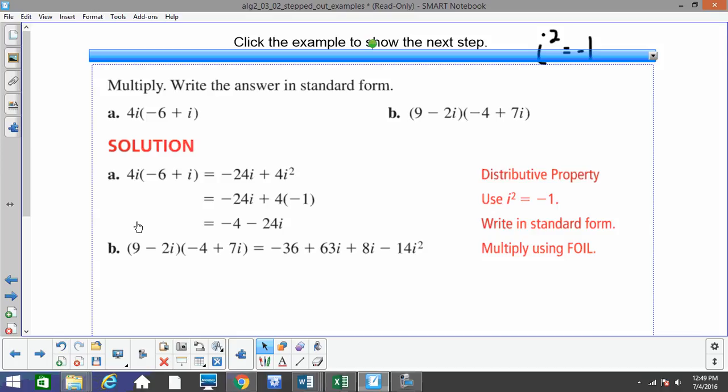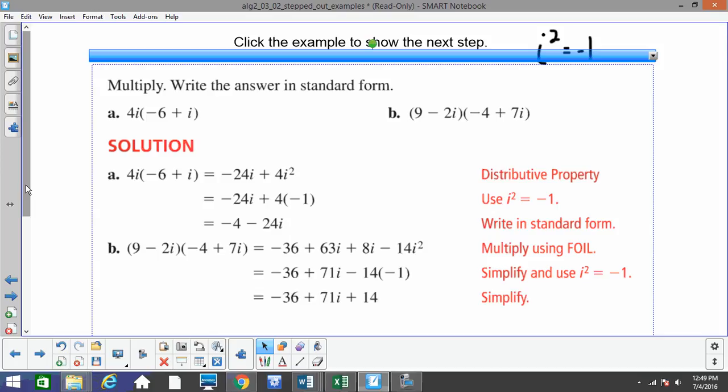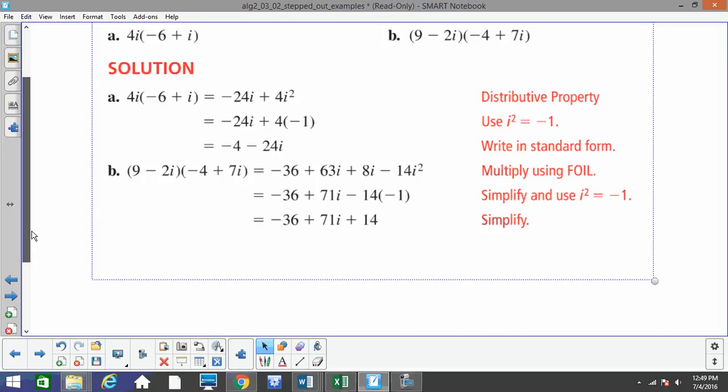On part B, you're going to have to FOIL. Have some fun with foiling. Combine your like terms. Substitute in negative 1 for i squared. And here, you're going to have to combine your negative 36 plus 14. So negative 22 plus 71i. And when you are doing some of these problems, you will get answers that look a little odd. Have confidence in yourself. You're doing it correctly.